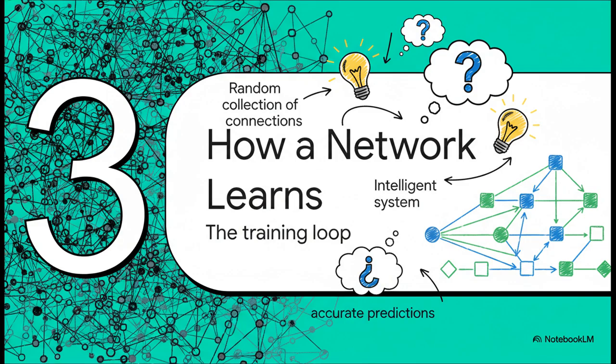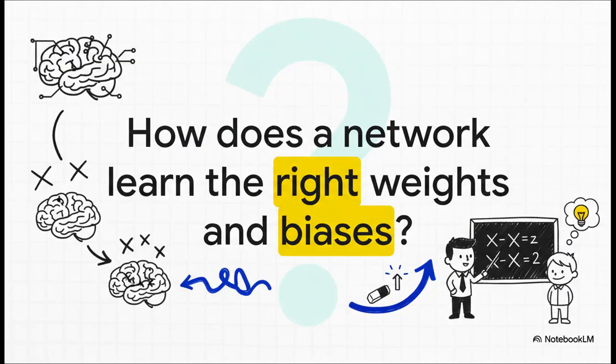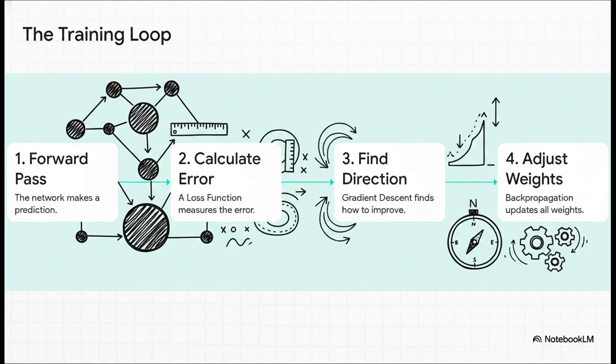It doesn't know anything. So how do we get it from that state to an intelligent system that can actually make accurate predictions? This is the absolute central question of training a network. The process isn't like programming where you write a bunch of rules. No, it's much more like teaching. We need to find a way to show the network its mistakes and then give it a method to correct itself. This loop right here, this is the engine of learning.